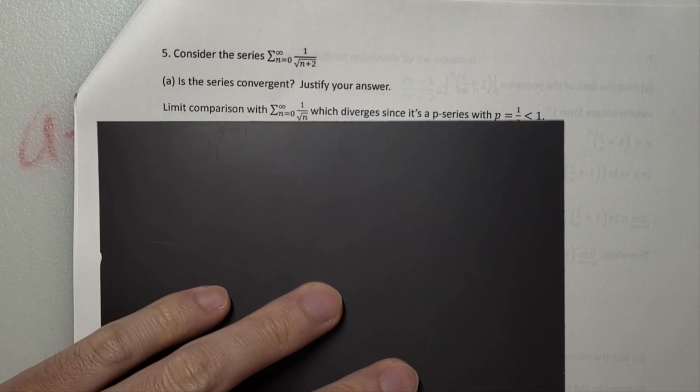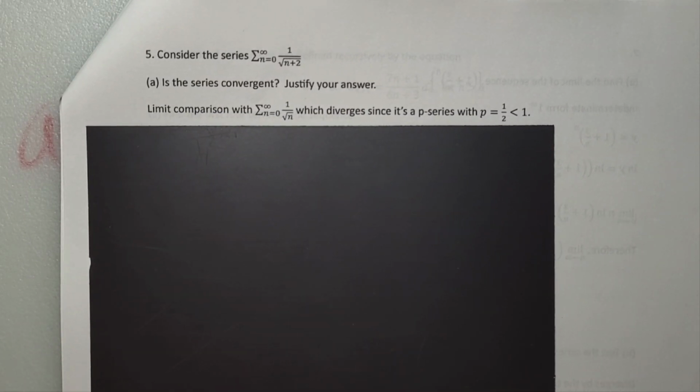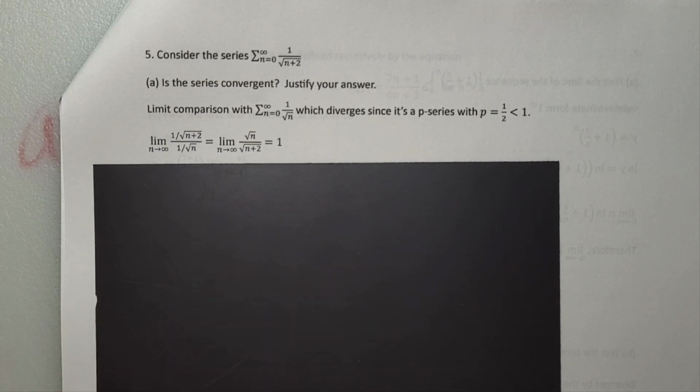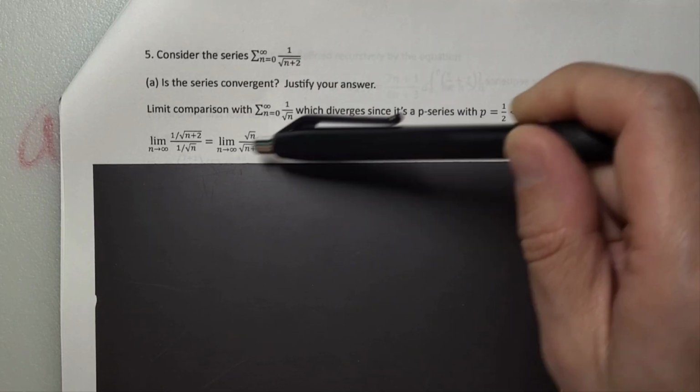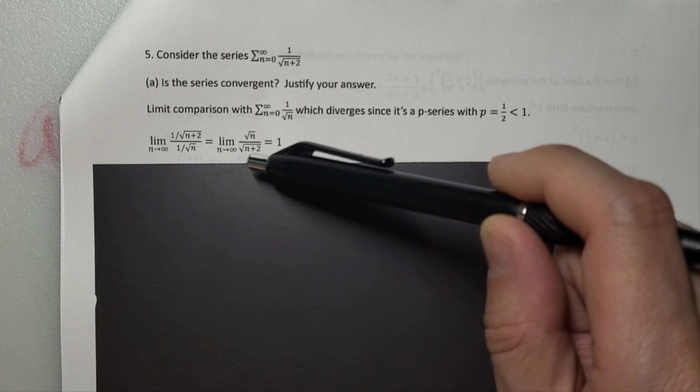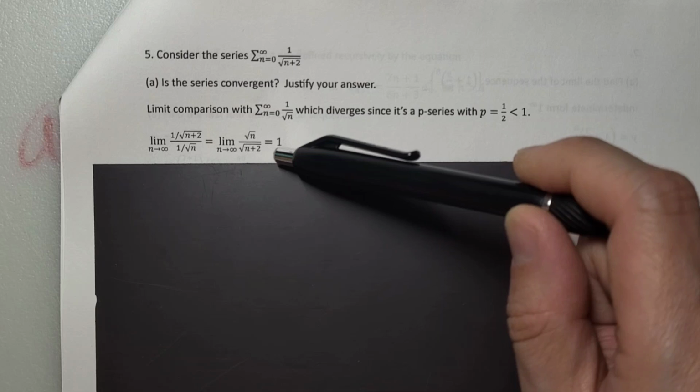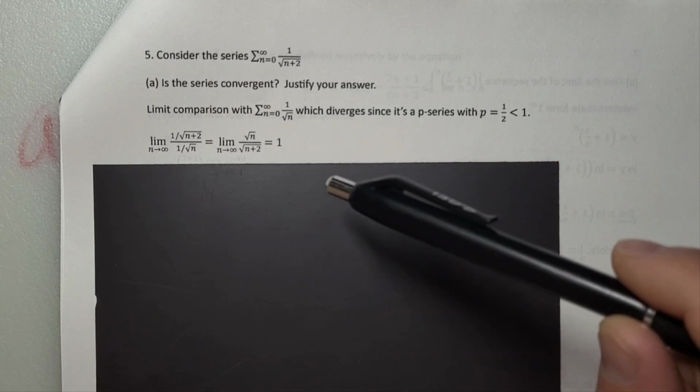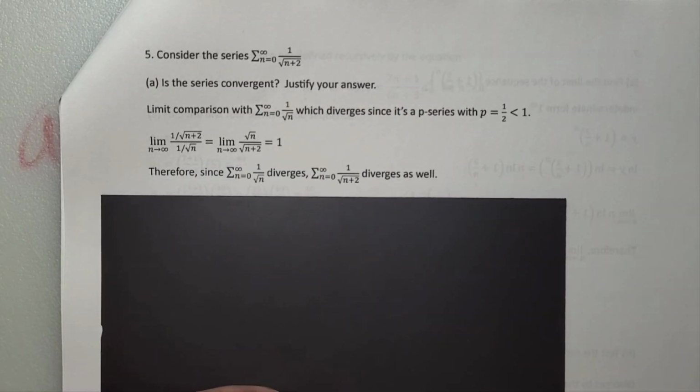This series, is it convergent? Justify your answer. I'm thinking it's divergent right away just by experience. But we can do a limit comparison with 1 over square root n, which we know diverges since it's a p-series with p equals half, which is less than 1. So if we take the limit as n goes to infinity of the ratio of these two sequences, after some algebra to rewrite it, this limit is 1, which is finite and positive. Since this guy diverges, the series diverges as well.